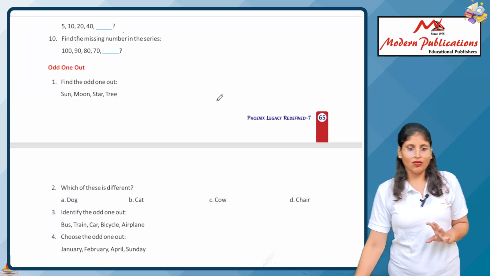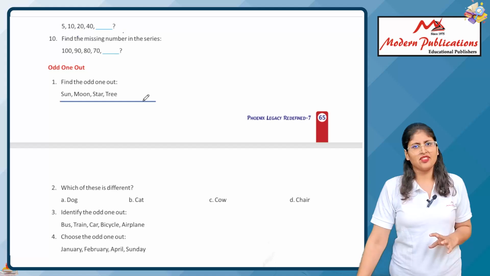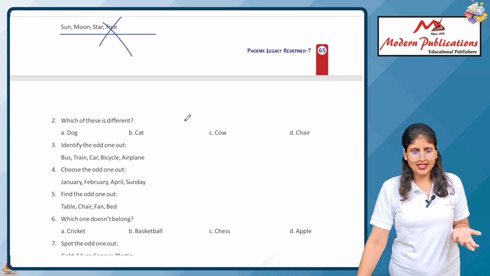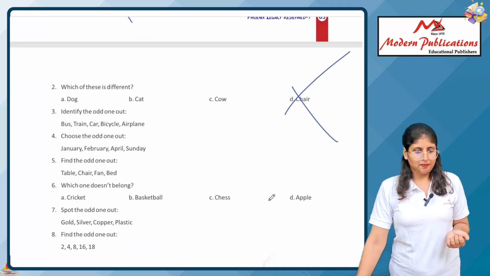Next one is odd one out. Sun, moon, star, tree. Which is odd? Of course, the tree is the odd one. Yes. Next, can you find anything different? Of course, chair is different from the rest.